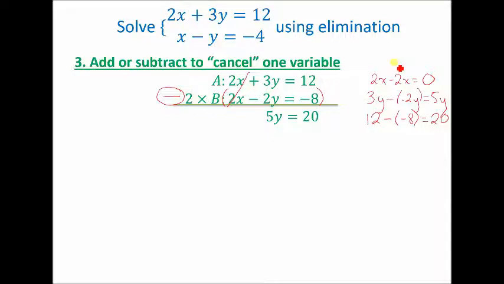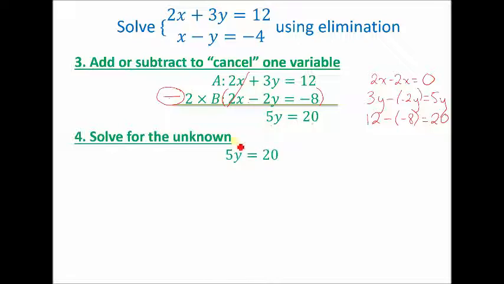Again, this you don't need to write down. You can definitely do that in your head, but it's 3 minus negative 2 gives me 5, 12 minus negative 8 gives me 20. So now, again, I just have one variable in one equation. That's a lot easier to work with. Now I just need to solve for y. Well, if 5y is equal to 20, I just need to divide both sides by 5 to give me that y is equal to 4.